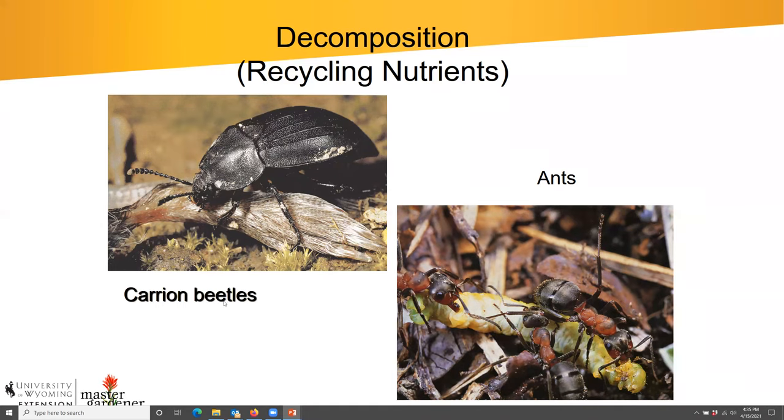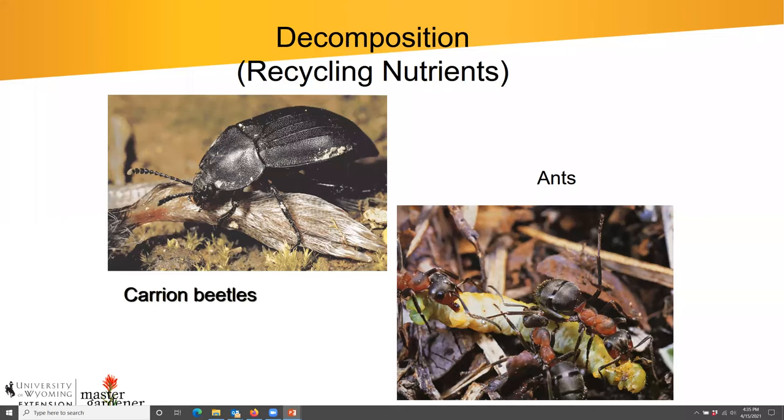So creatures like carrion beetles that bury small organisms or visit the carcasses of bigger organisms help disperse the nutrients trapped in that animal's body back into the soil profile.